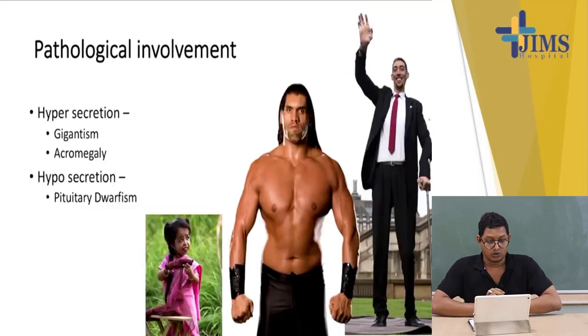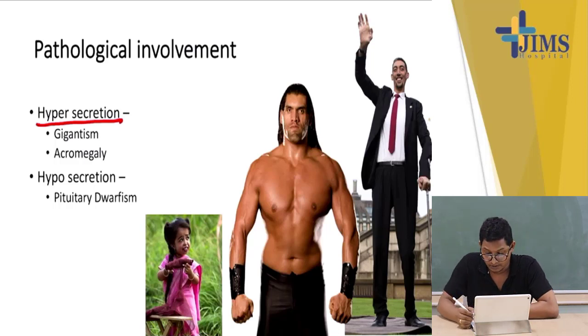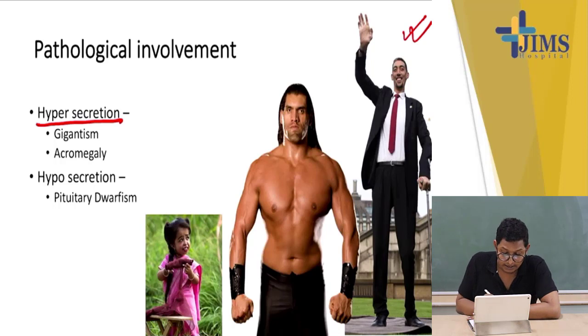Now, what are the pathological involvements of growth hormone? In cases of hypersecretion, we see gigantism in children, and acromegaly in adults. In cases of hyposecretion, we see pituitary dwarfism.